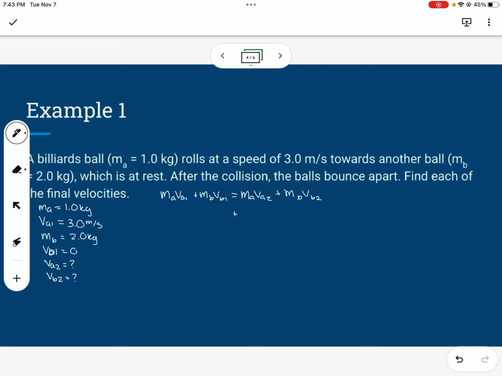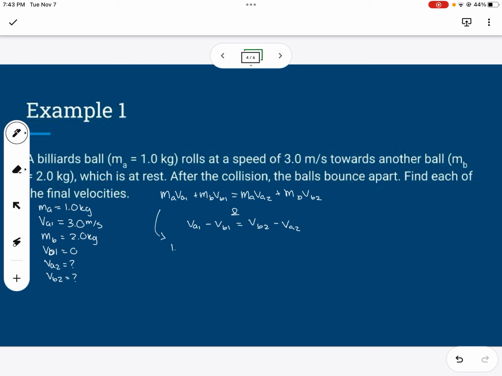And maybe I shouldn't write plus, that could get confusing. And VA1 minus VB1 equals VB2 minus VA2. Those are our two equations we can use here. Let's start with the conservation of momentum one. I'm going to just plug everything in.